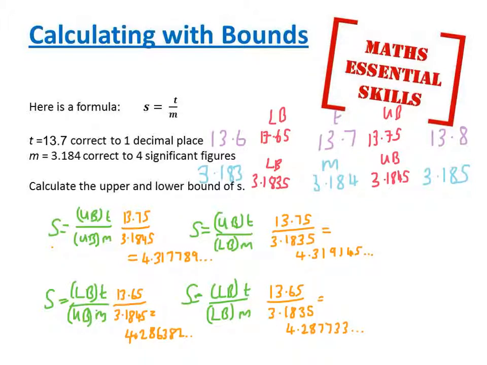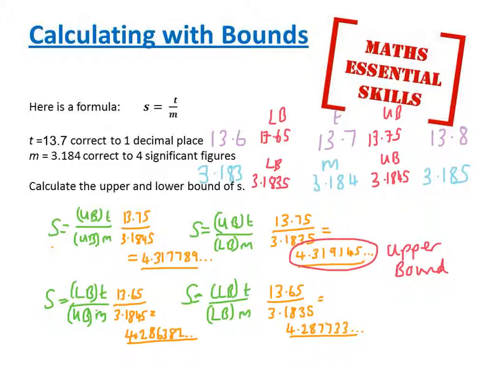Well, if I look at these four answers, these are the four extreme answers that my actual answer could be. So the overall upper bound is this answer here. This is my upper bound. This is the maximum value, and I know these are all the extremes, and that is my maximum extreme. And my lowest extreme is this one. This is my lower bound.